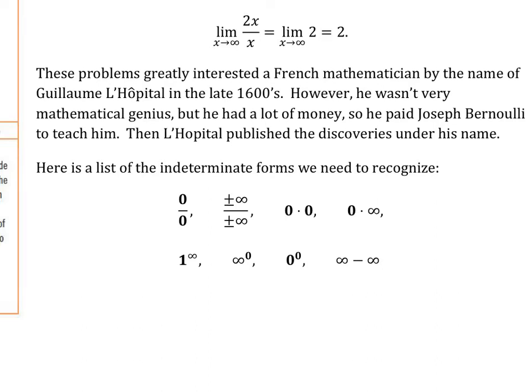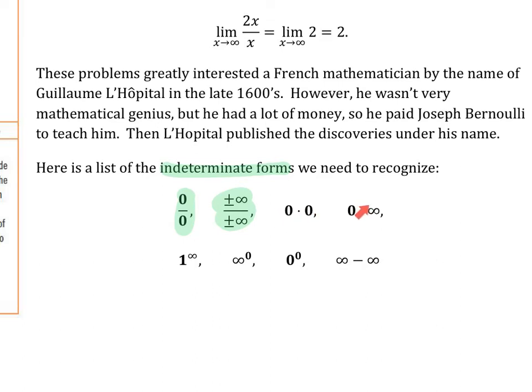And they were working with limits that ended up with these forms. These are our indeterminate forms, right? And we want to kind of remember these. The key ones are 0 over 0, and then plus or minus infinity over plus or minus infinity. Those are the main ones.